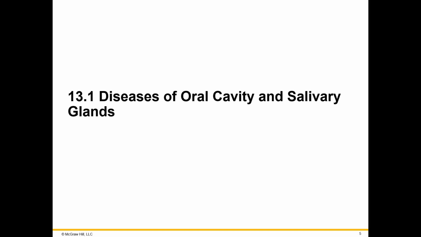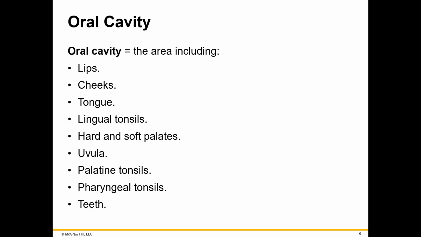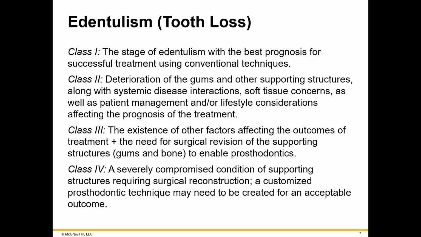13.1 Diseases of the oral cavity and salivary glands. Oral cavity includes the lips, cheeks, tongue, lingual tonsils, hard and soft palates, uvula, palatine tonsils, pharyngeal tonsils, and teeth. Edentulism, also known as tooth loss, has 4 classes.